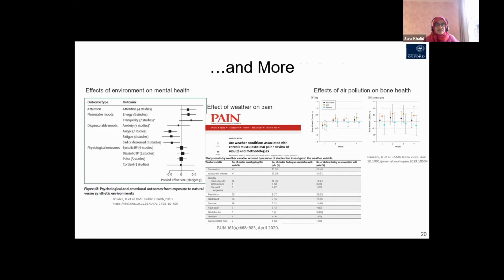And then the effects can be seen in other clinical areas as well, with, for example, the effects of environmental and climate factors on mental health, chronic pain, pain in general, and even in bone and joint health, just to name a few.